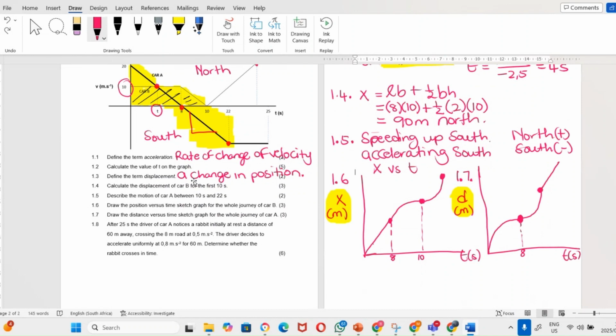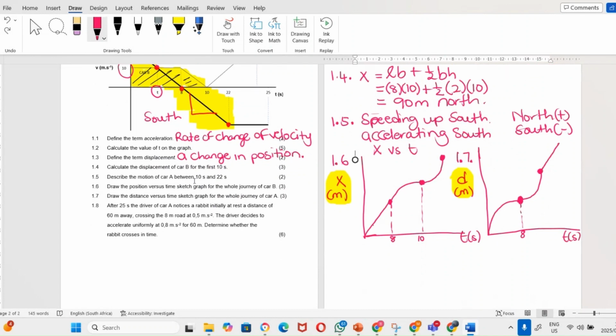Then we have the last question there, which is 1.8. It says, after 25 seconds, the driver of car A notices a rabbit, initially at rest, a distance of 60 meters away, crossing the 8-meter road at 0.5 meters per second squared. The driver decides to accelerate uniformly at 0.8 meters per second squared for 60 meters. Determine whether the rabbit crosses in time.